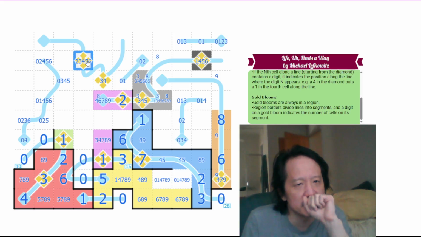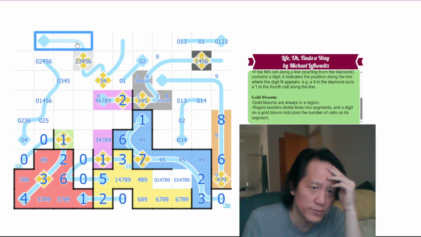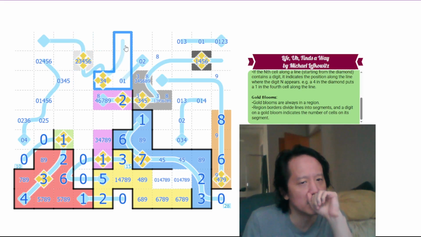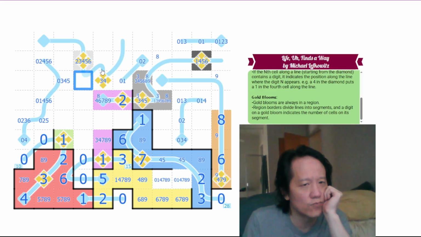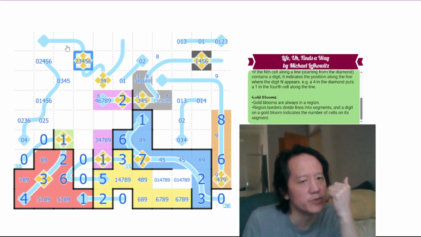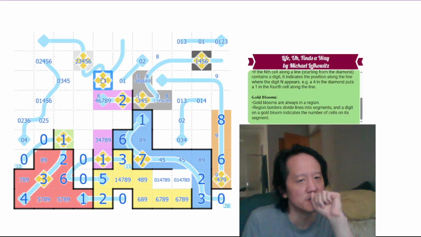Can this actually be 6? No. If this is 6, 1, 2, 3, 4, 5, 6. Oh, I guess it could be. 6, 4, and 3 does work. So it could go that way. So that means 4 has to be in 2, 3, 4, 5, and 6. So this cannot be 4. This is guaranteed to be 3.